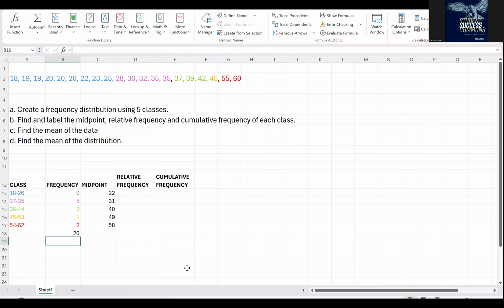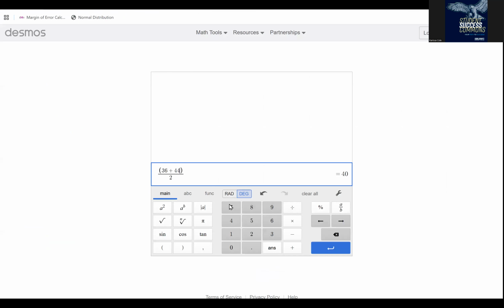The reason why we need that is because relative frequency is going to be the frequency of the class divided by the grand total frequency. So for the first class, we had 9 in that group. Basically, they're asking us what percentage of the total list is in this bin, this class, this box. I'm going to take 9 and divide it by 20.